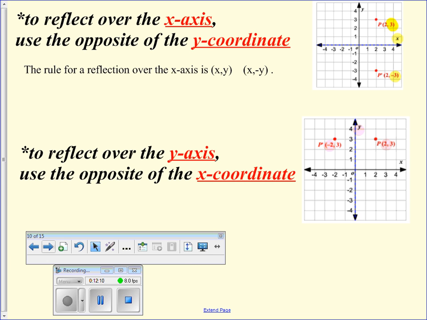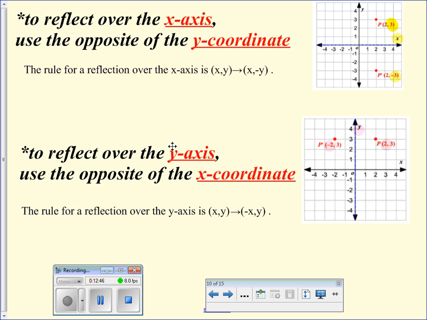So to reflect over the x-axis, use the opposite of the y-coordinate. So the opposite of the opposite. So here, if we look at P, which was 2, 3, we took the opposite of the y-coordinate, 3 to negative 3, and that was a reflection over the x-axis. So the rule for reflection over the x-axis is (x, y) becomes (x, negative y).